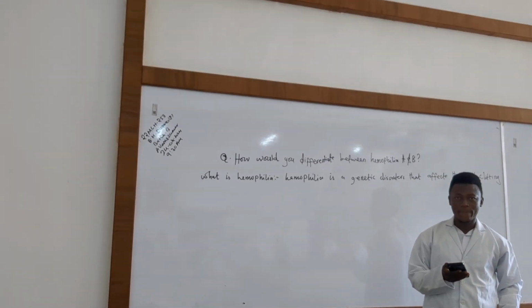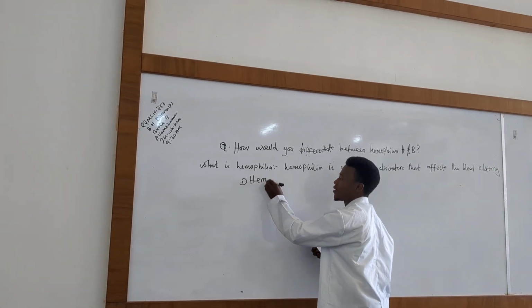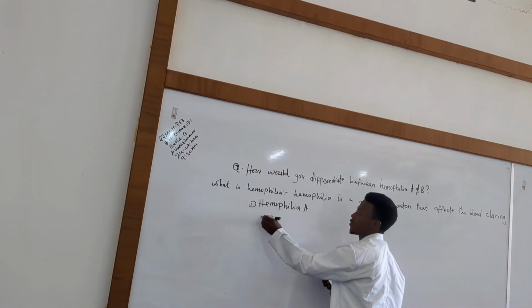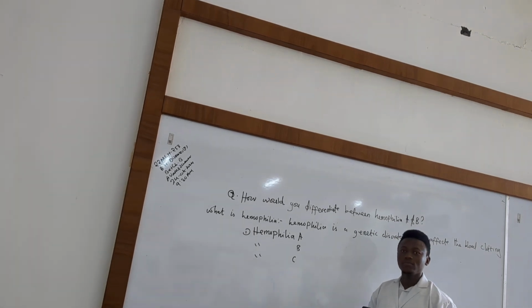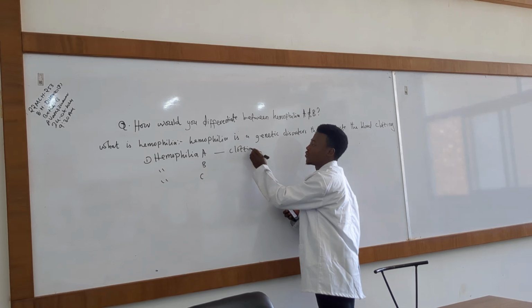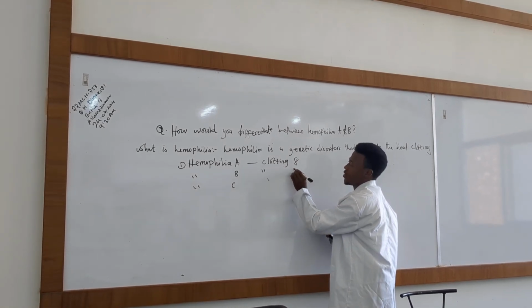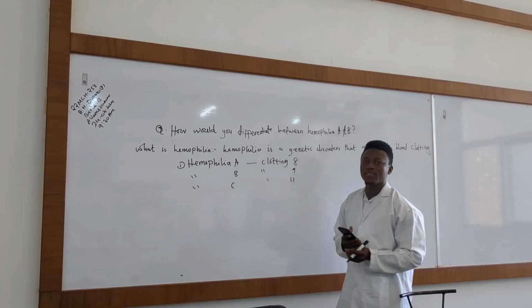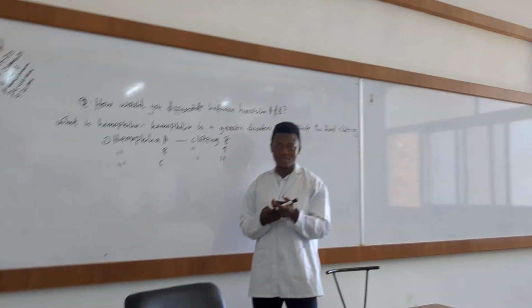How many types of hemophilia do we have? Three types. What are those? What are the deficiencies in A, B, and C? Clotting factor 8, 9, and 11.